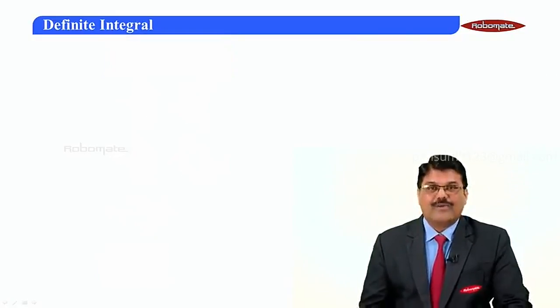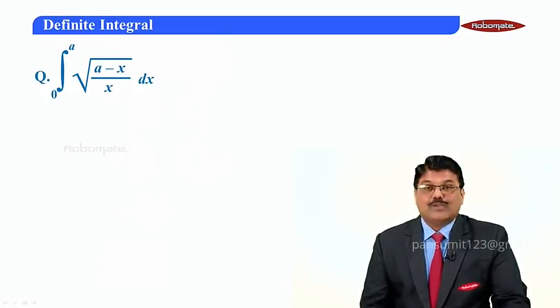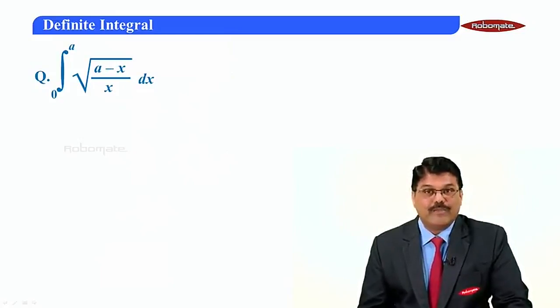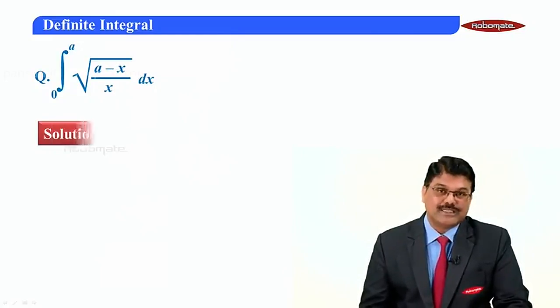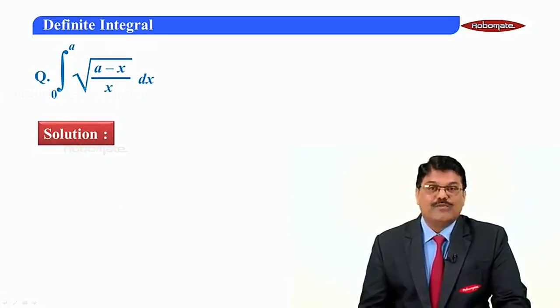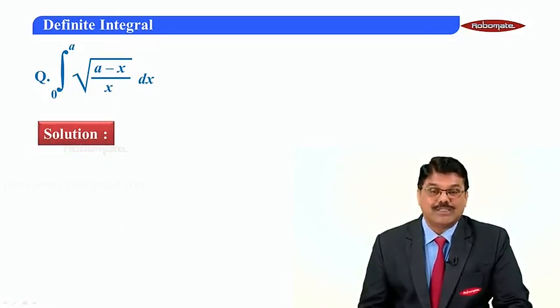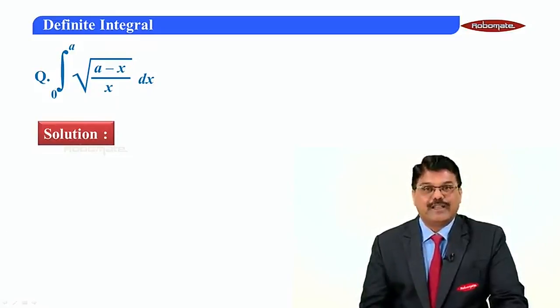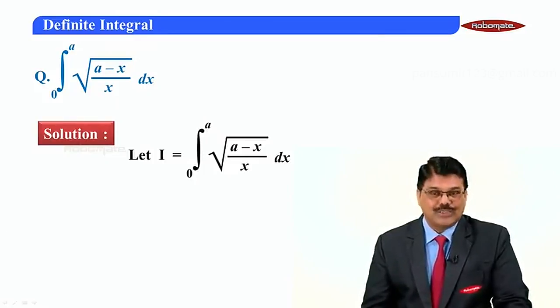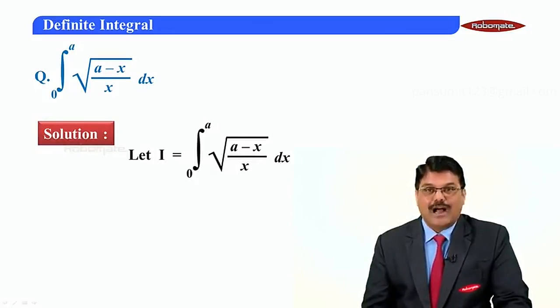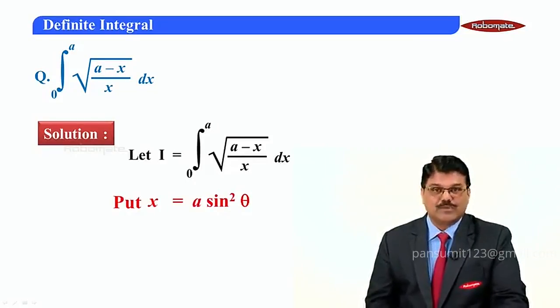Right? Now, the next question that is very important, that integration goes from 0 to a of root of a minus x upon x with respect to x. Right? This problem we have to solve it by using substitution method as we have done it in indefinite integration. Let's see the solution. The given integral is I goes from 0 to a root of a minus x upon x with respect to x.